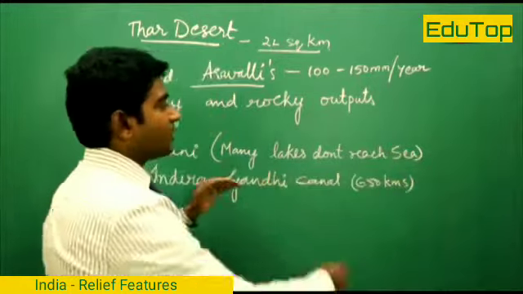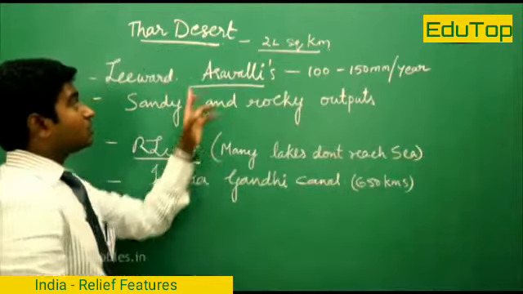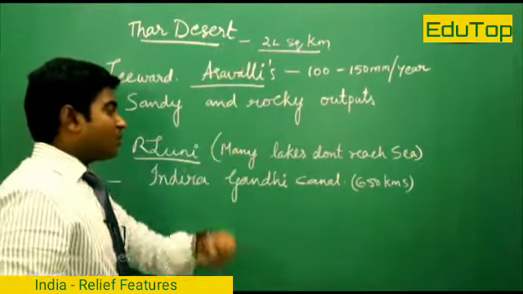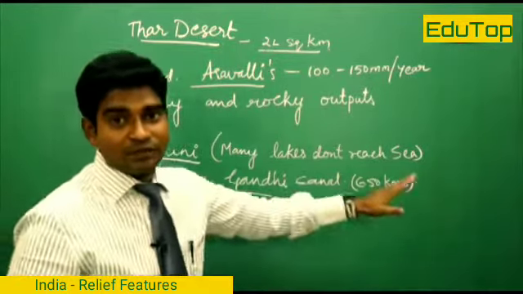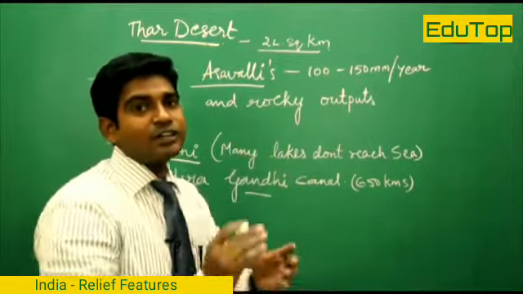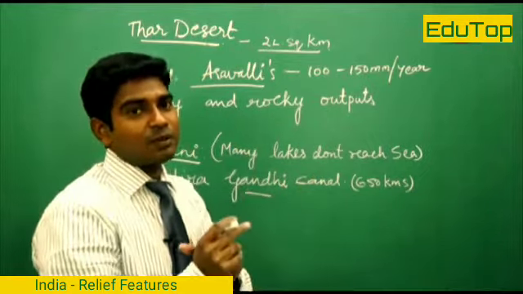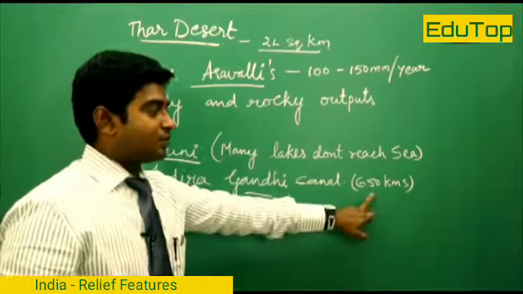That is the reason why we don't find any large rivers. Only one river is found, that is the river Luni, which flows through the Thar Desert. And we have one more important thing, the canal known as the Indira Gandhi Canal, which flows for 650 kilometers and covers a large part of the Thar Desert region and converted it into fertile land for agricultural and other purposeful works. So that is a major work which was done by the Indira Gandhi Canal of 650 kilometers.